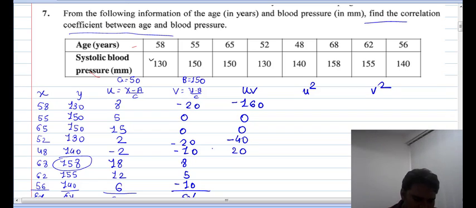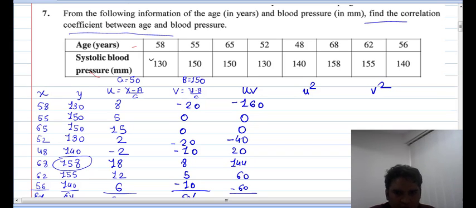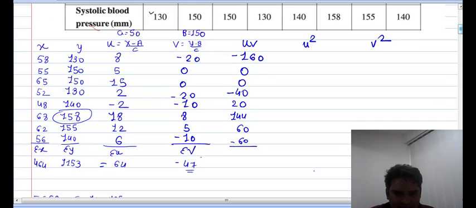18 8 is a 144. 12 5 is a 60. 10 6 is a 60, but it will become minus 60 because there is one sign in negative. Now sigma uv would become minus 36, right?